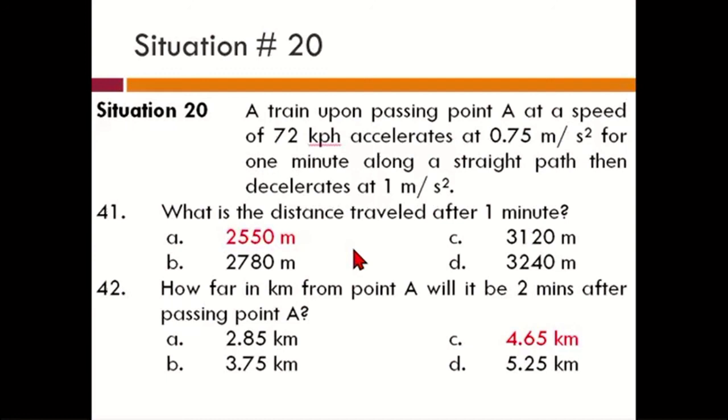V equals V0 plus AT. Distance equals V0T plus 1/2 AT squared. Mga ganun lang, kapag constant yung acceleration. But if the acceleration is variable o varying, the motion curves ang pinakamaganda.